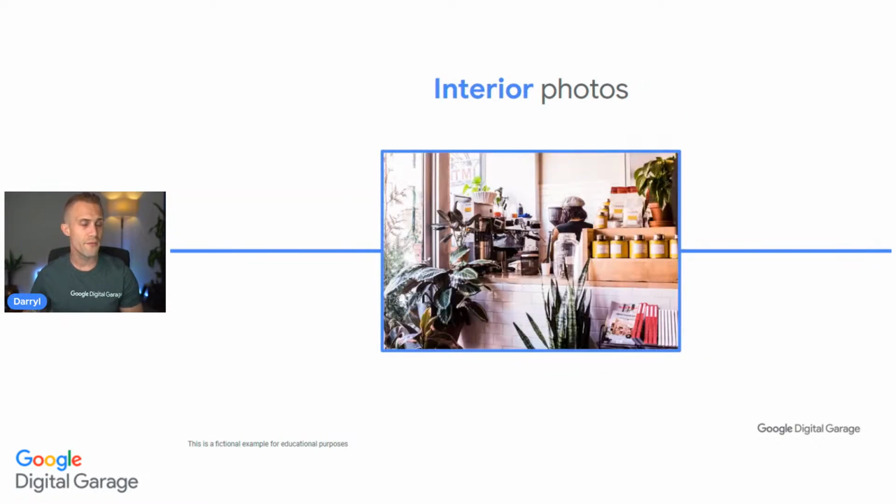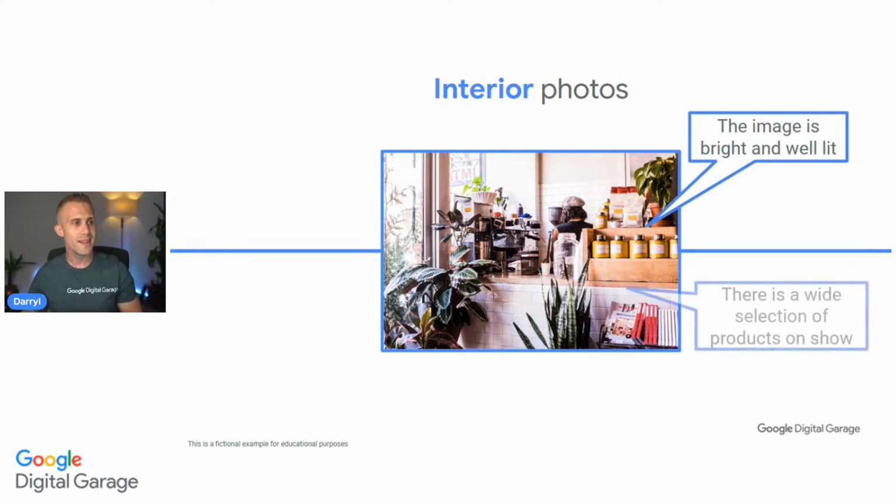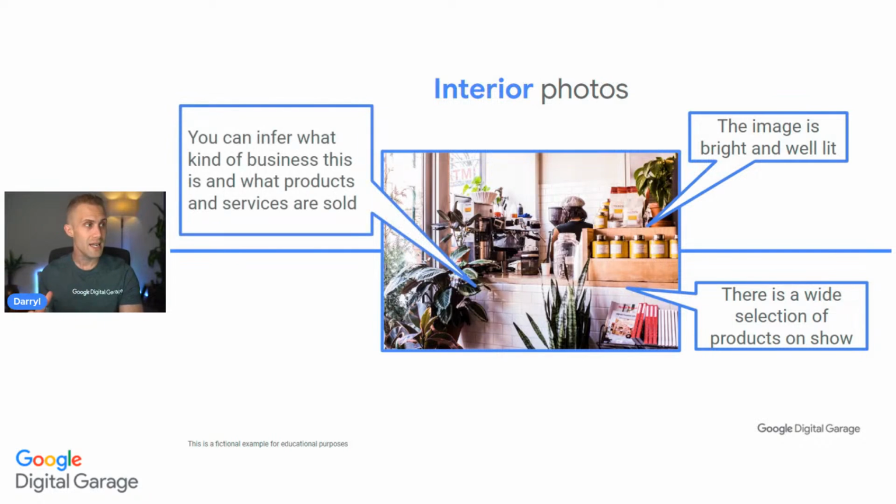When it comes to the interior photos, we want to start insinuating what the business is about. First of all, the image is bright and well lit, so I highly recommend you take your photos during the day. Then we want to make sure that there's a whole range of products on show, especially if you have a coffee shop, for example, or a shop where you sell products. Not only that, it's going to give you an idea or infer what the business is about and what services and products are sold.